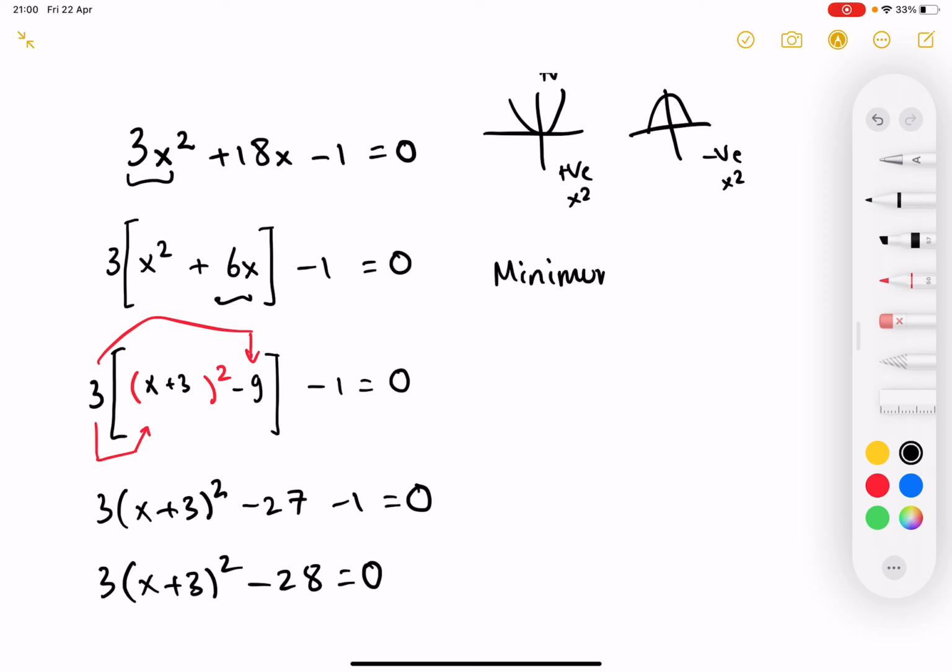Now, the minimum point, as before, is going to be located at, looking in here, opposite sign, so it's going to be minus 3, and then looking at this number, minus 28.